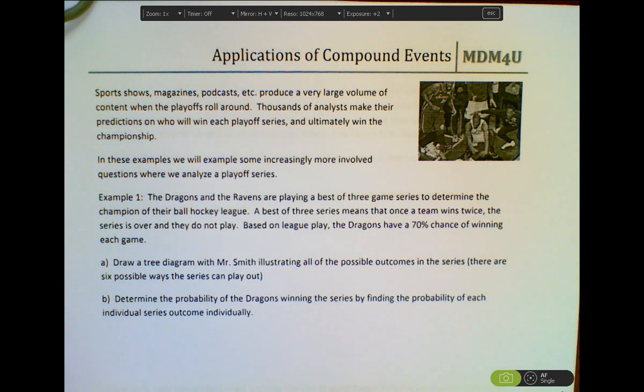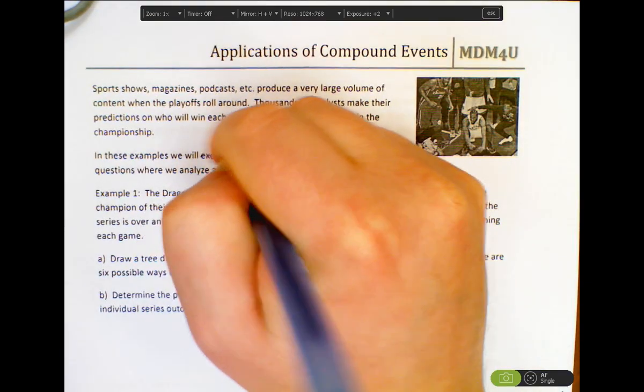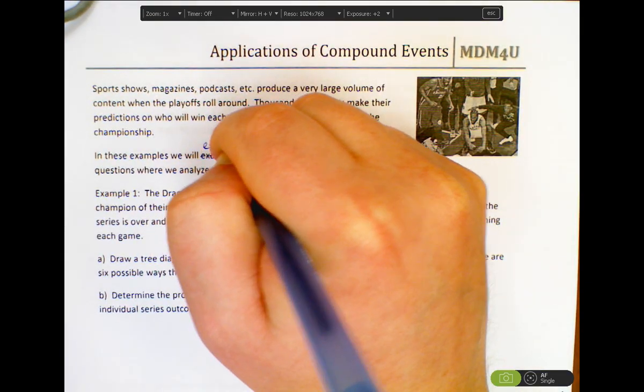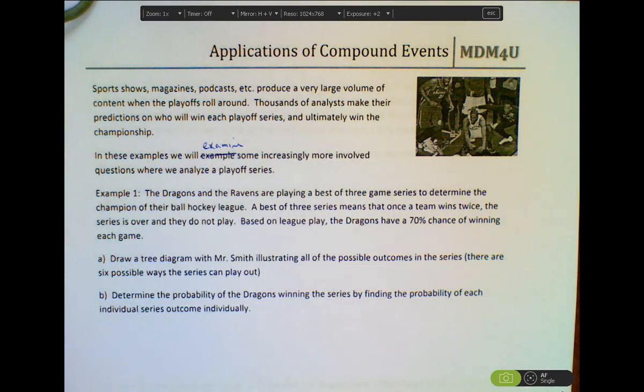So we are going to do some examples. We're going to examine some increasingly more involved questions where we analyze a playoff series. We're going to start relatively simple.